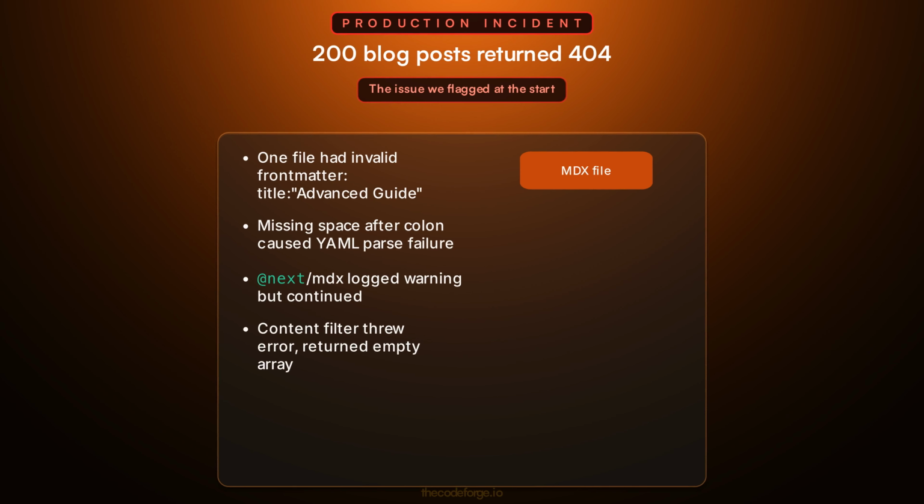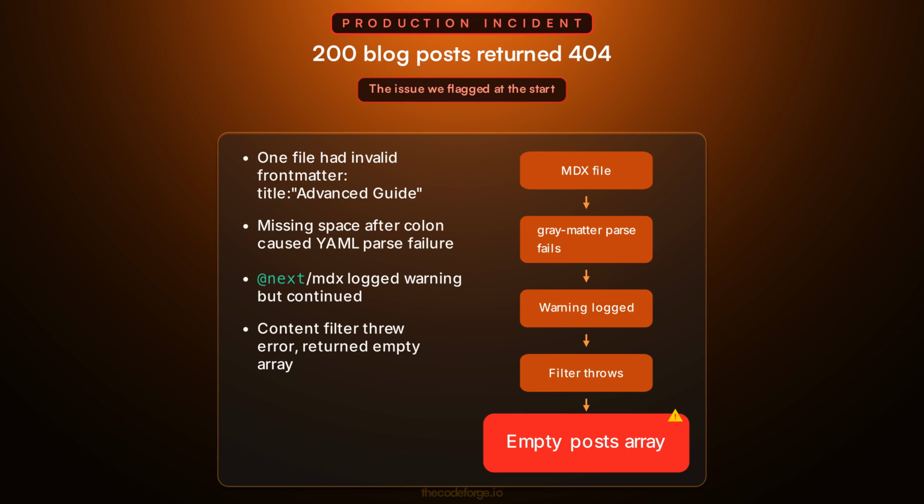This is the same issue we highlighted at the start. Here's exactly why that happened. One MDX file had title: advanced guide instead of title: advanced guide, a missing space after the colon. The YAML parser failed, but next-mdx only logged a warning.